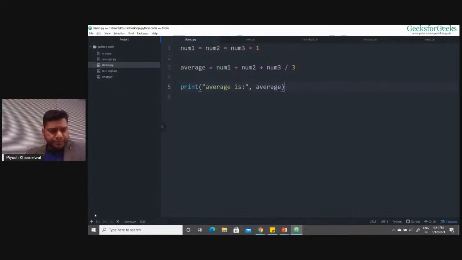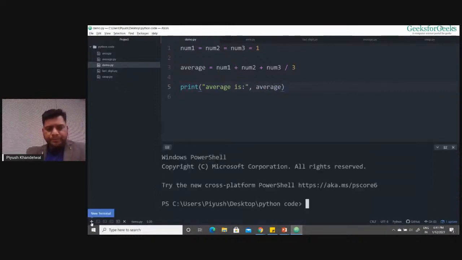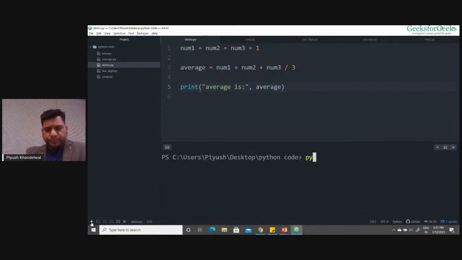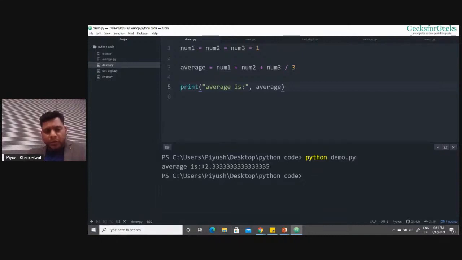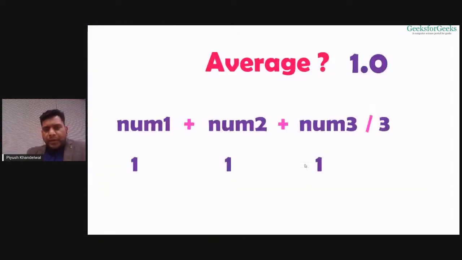run this program. You see it is giving me an average of 2.33, but the answer that we were expecting is 1.0, because I'm finding the average of three ones, right? It should be 1.0, but it is giving me 2.33. Can you tell what went wrong actually?